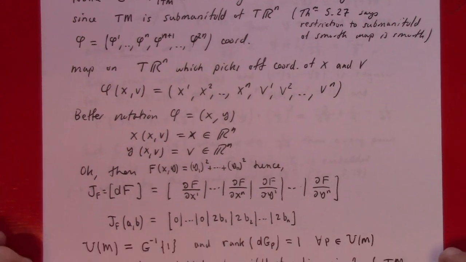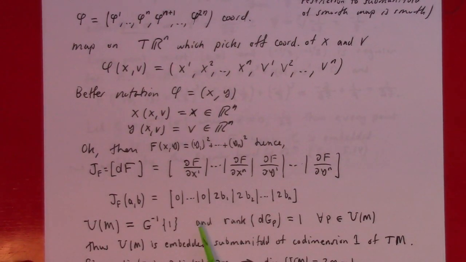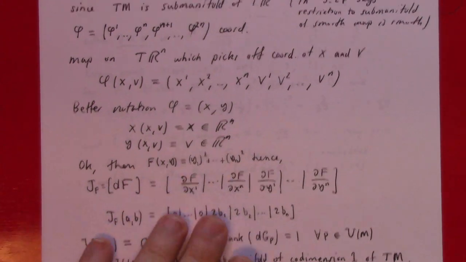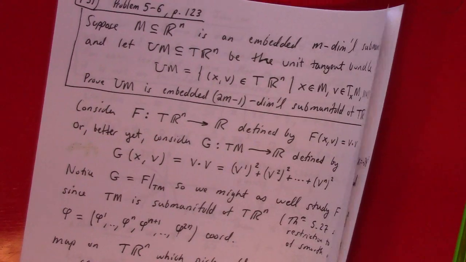And so I have the rank of dg to be 1 because these can't all be 0. So there's at least one of them non-zero. Therefore, it's rank 1, which means that U_m is an embedded submanifold of codimension 1 of T^m, but since T^m has dimension 2m, there you go. All right. I don't have too much to say about that one.